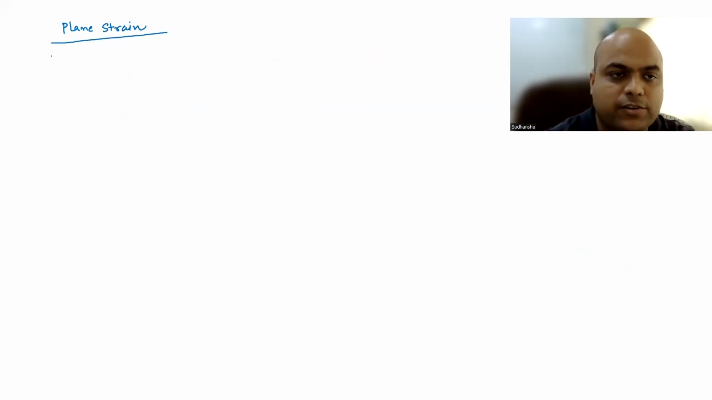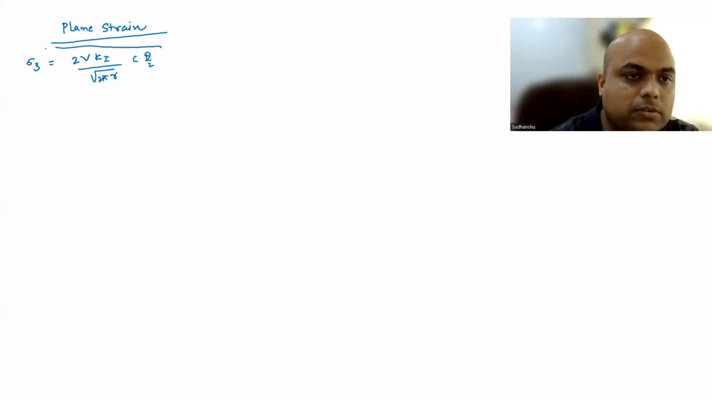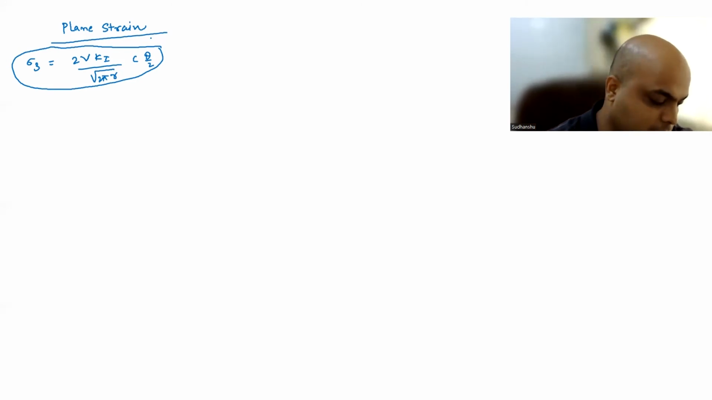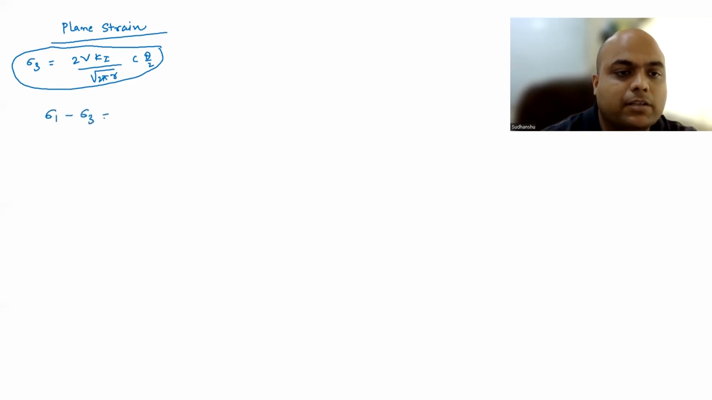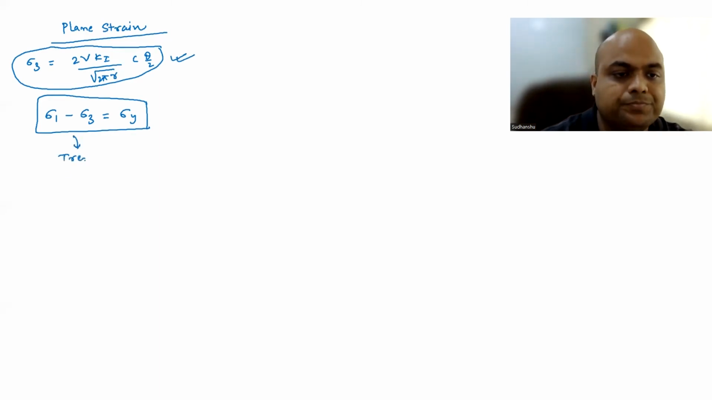So here sigma 3 is not 0. Sigma 3 is going to be 2 mu a1 divided by root 2 pi r, then cos theta by 2. Okay. So you have to just place now again the value of sigma 1, sigma 2 and sigma 3 and utilize Tresca criteria and von Mises criteria. Okay. So for Tresca, you have to place value of sigma 1 minus sigma 3 equal to sigma y. So this is your Tresca criteria. Again here sigma 3 is not 0. You have to utilize sigma 3 as this. Okay. So this is your Tresca.